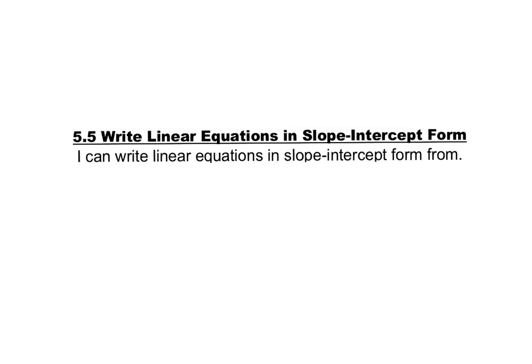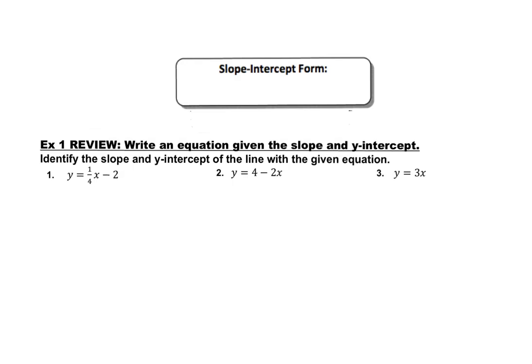In this lesson, we're going to write linear equations in slope-intercept form. So let's start by reviewing slope-intercept form. Remember, slope-intercept form is when we have an equation that is written in the form y is equal to mx plus b, where the number with the variable is the slope, and the number without the variable is the y-intercept.